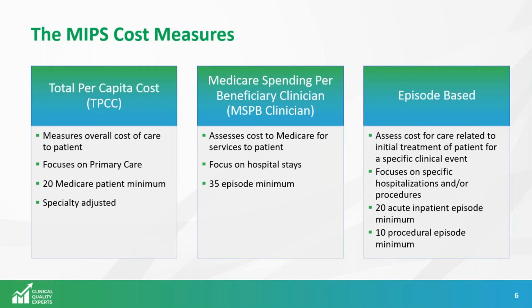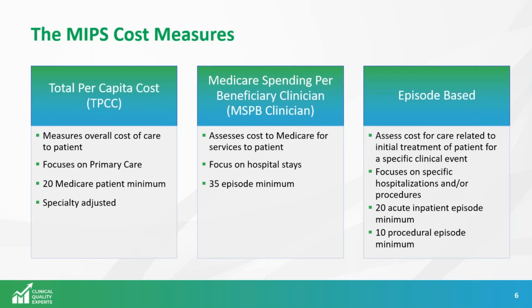And then this measure is specialty adjusted. That began in 2020, with the addition of the specialty adjustment. That way a specialist wouldn't be attributed what should be attributed to primary care physicians. We'll go into that a little later.